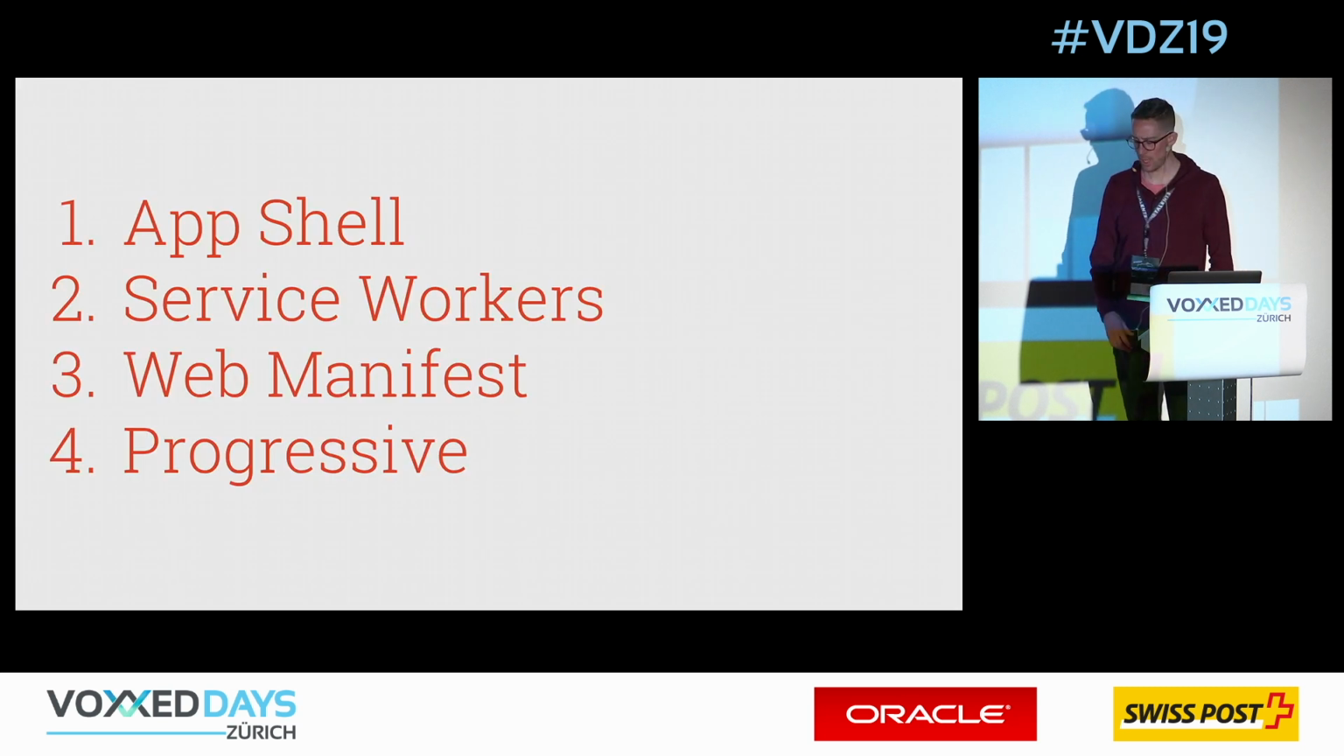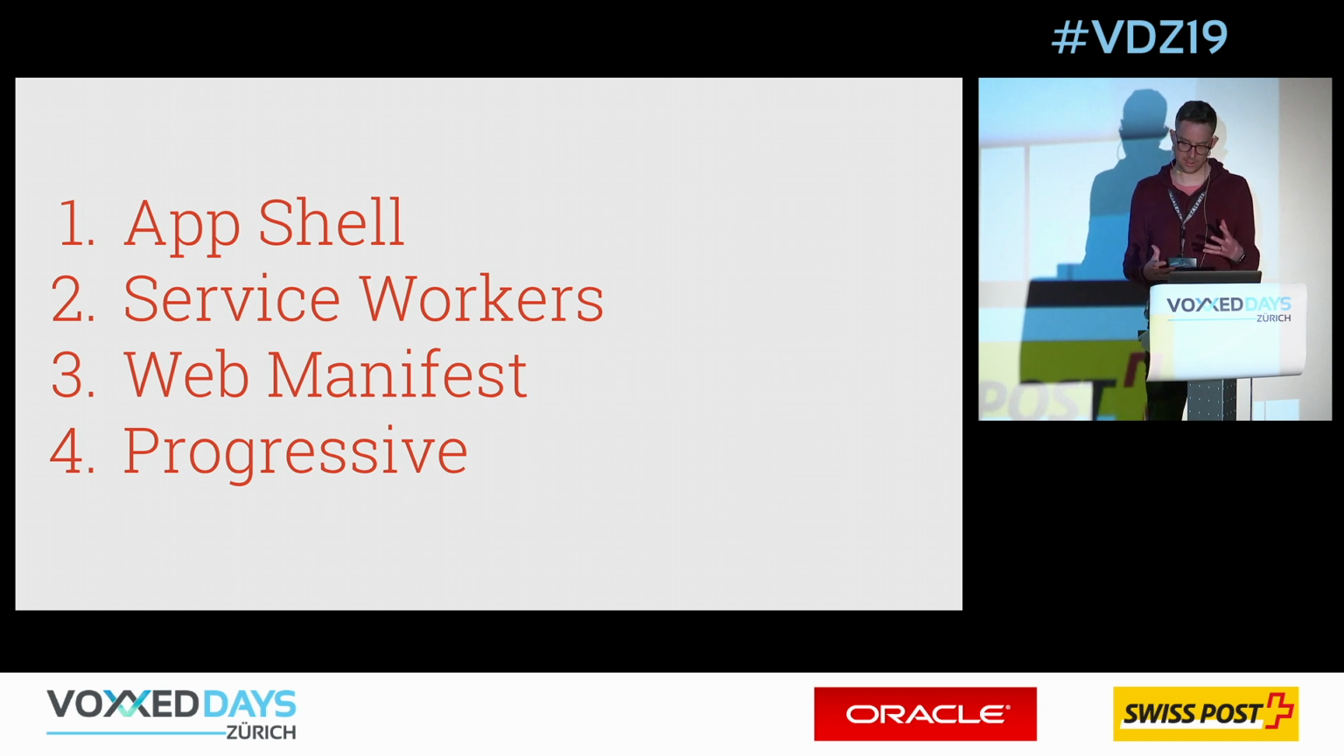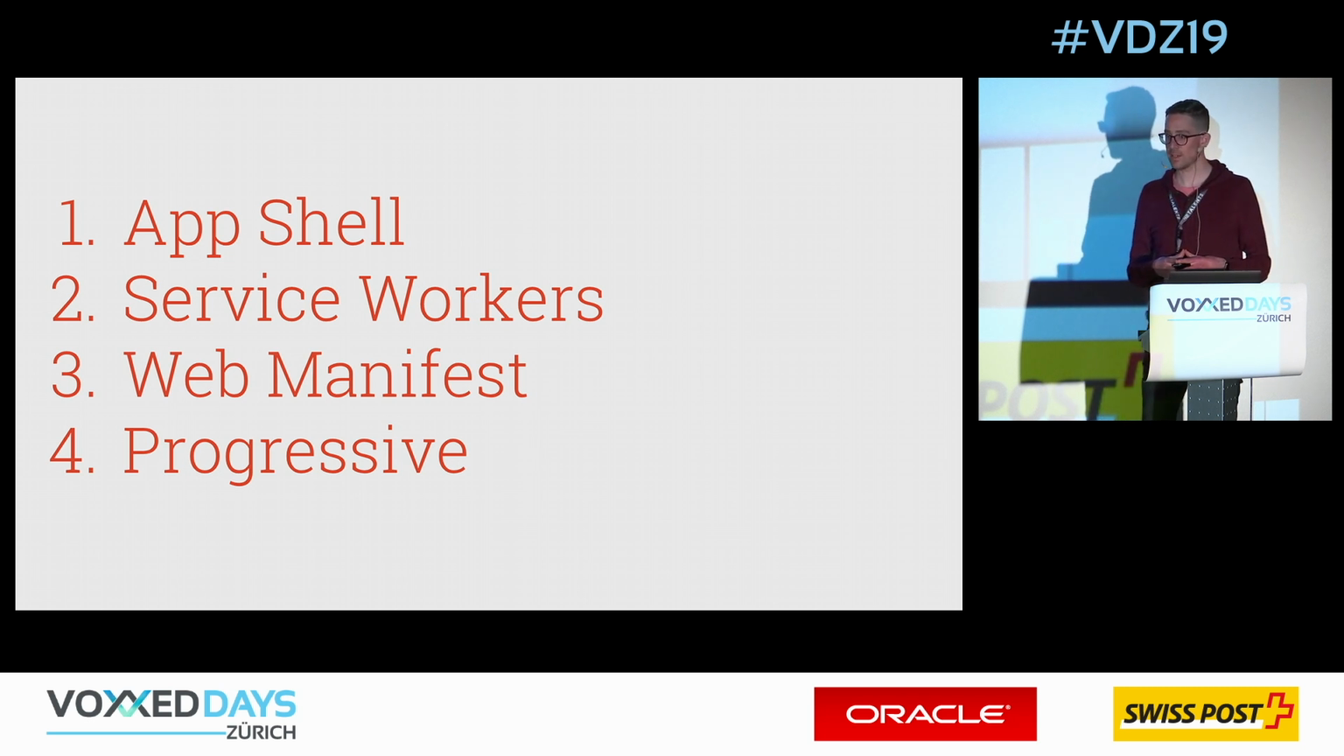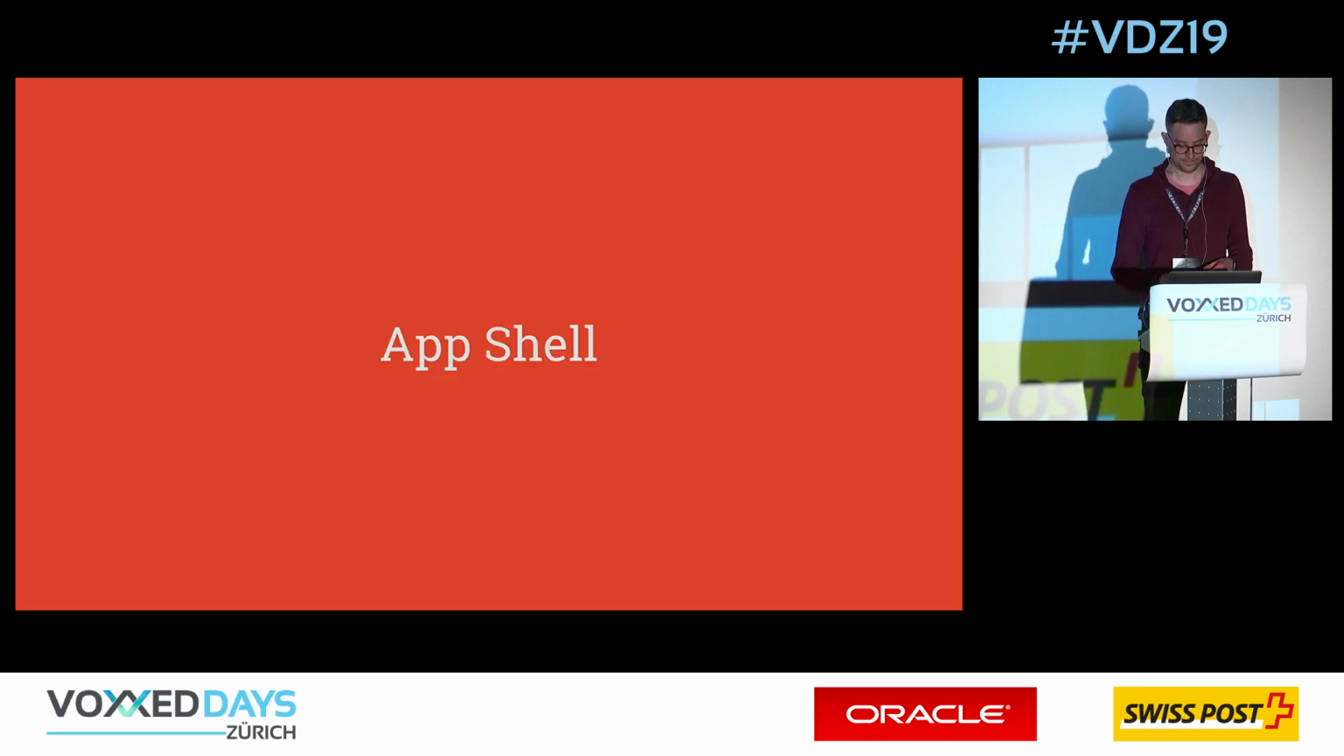Okay, so how do we accomplish this? Let's kind of get a little bit deeper into this. So let's first talk about App Shell, and then we'll get into the Service Worker API. Then we'll talk about the web manifest file that we'll be generating, and then we'll talk about progressive.